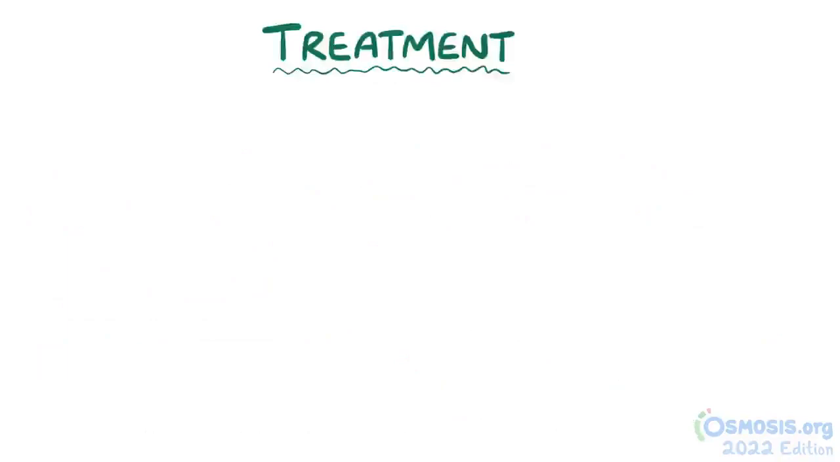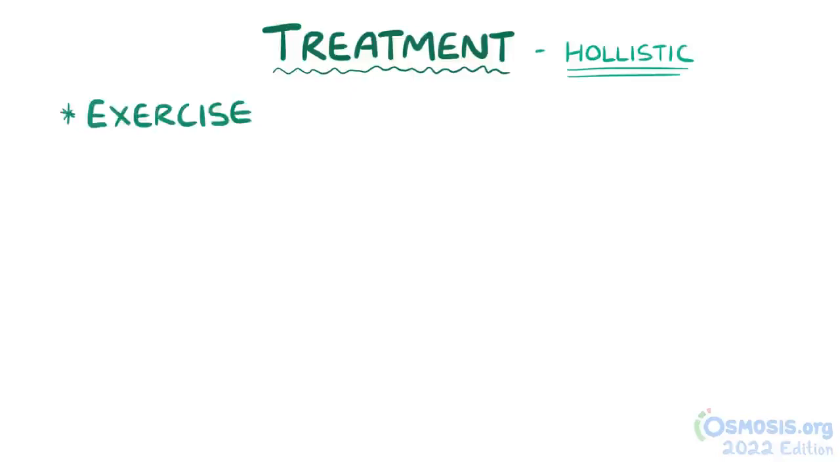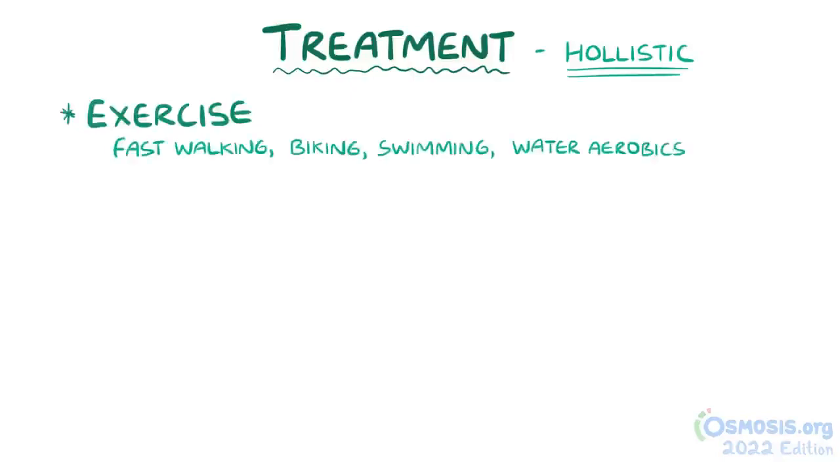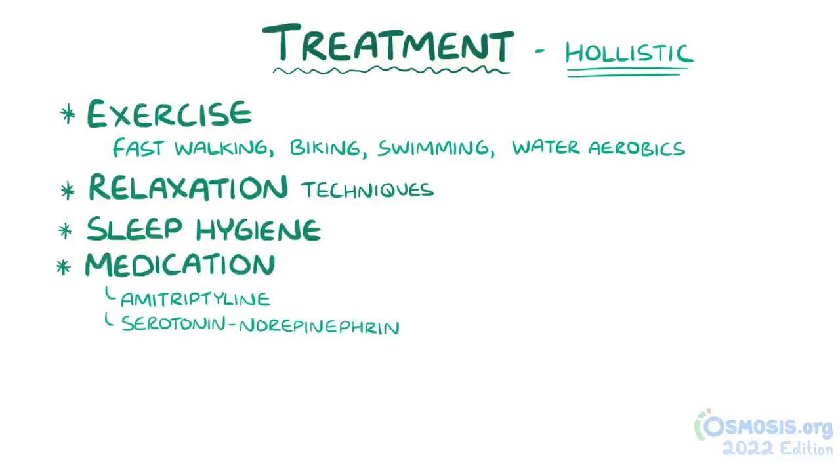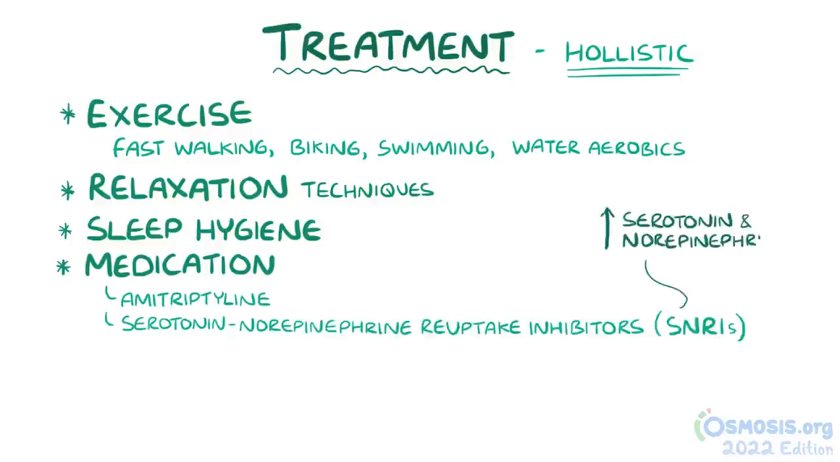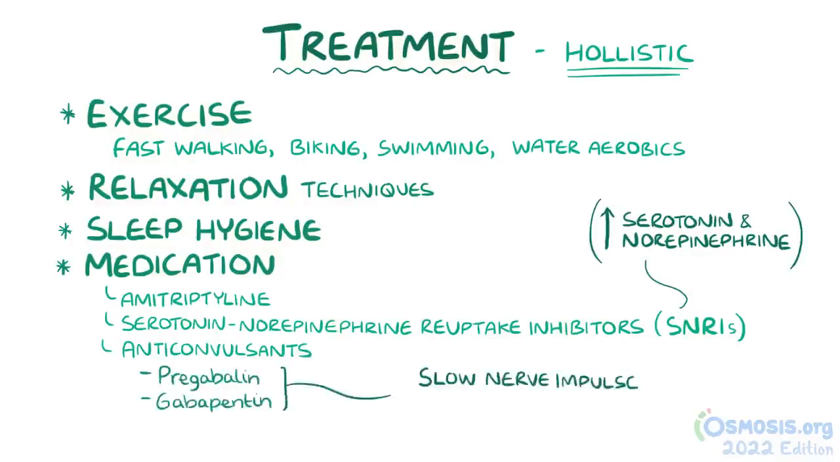Treatment of fibromyalgia requires a holistic approach. Regular exercise, like cardiovascular fitness training, which includes fast walking, biking, swimming, or water aerobics, can help by reducing pain and fatigue. Relaxation techniques and good sleep hygiene can also help. If these approaches don't work, medication can be used. For example, amitriptyline and serotonin norepinephrine reuptake inhibitors, or SNRIs, can help by elevating serotonin and norepinephrine levels. Finally, anticonvulsants like pregabalin and gabapentin, which slow nerve impulses, can help with sleep problems.